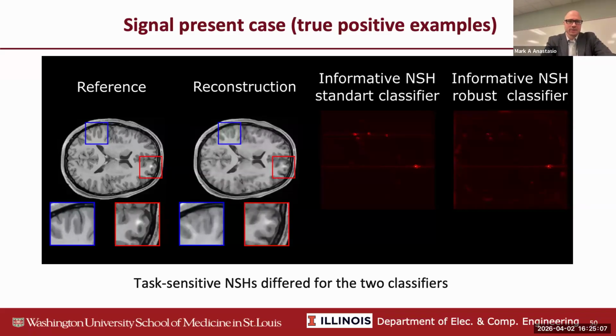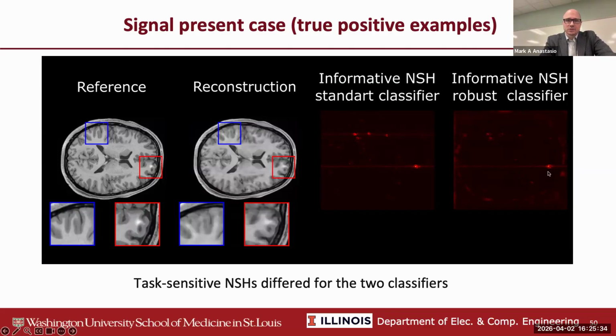And here's an example. This is a true positive case. So there was a signal present, and we have a reference image here, and then we have the example of the reconstruction here. And again, we have the sensitive null space map and then the insensitive one. This corresponds to the standard classifier. On the right is the robust classifier.